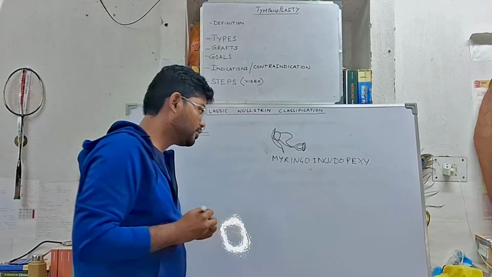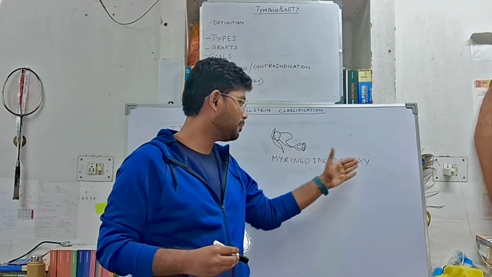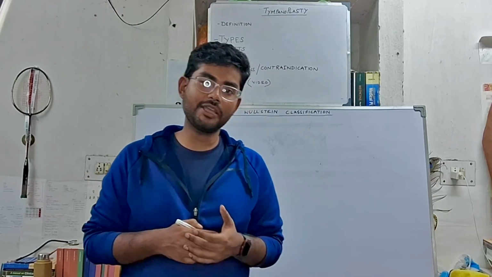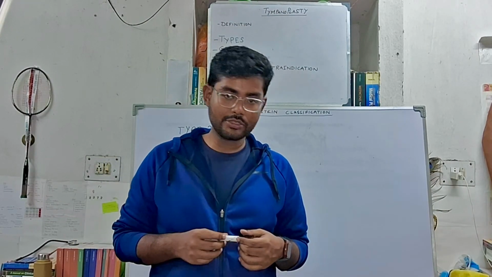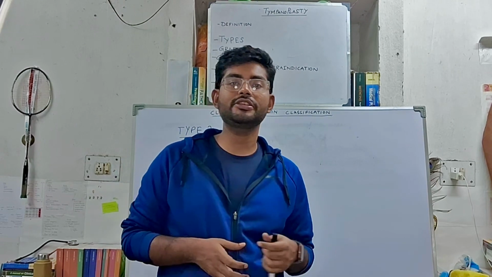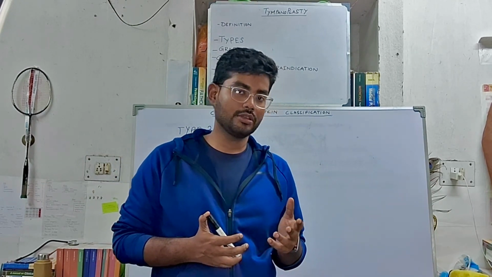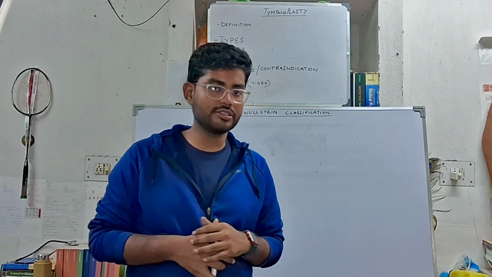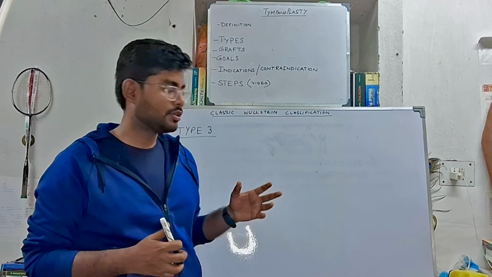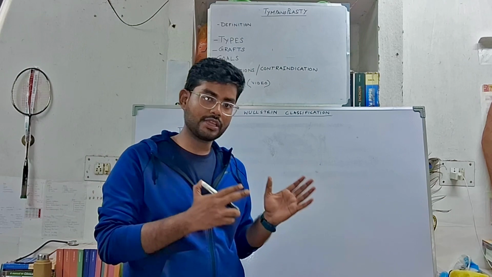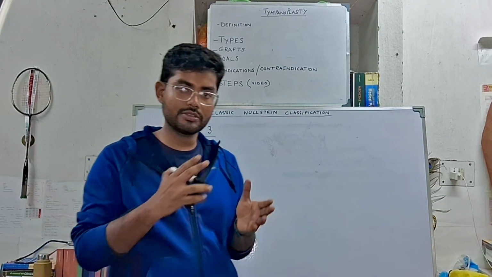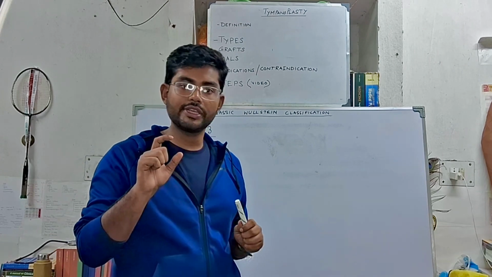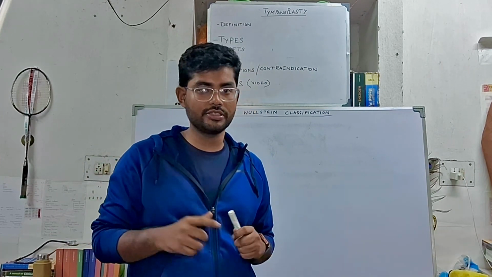Pexi means to join. So myringo, incudo, pexi is type 2 tympanoplasty. So coming to type 3 tympanoplasty. In type 3 tympanoplasty, the malleus and incus have been involved by the disease process. So the malleus and incus have to be removed. The disease may involve the stapes suprastructure, but the stapes arch has to be disease free.